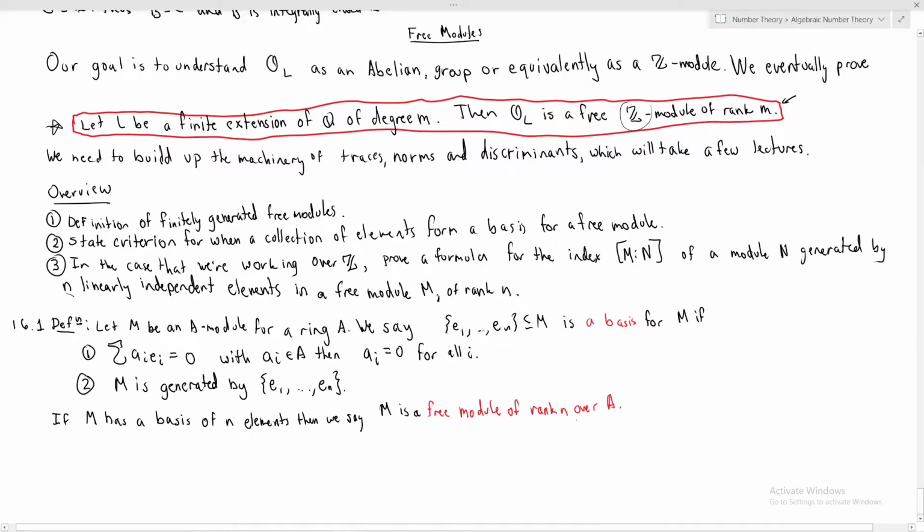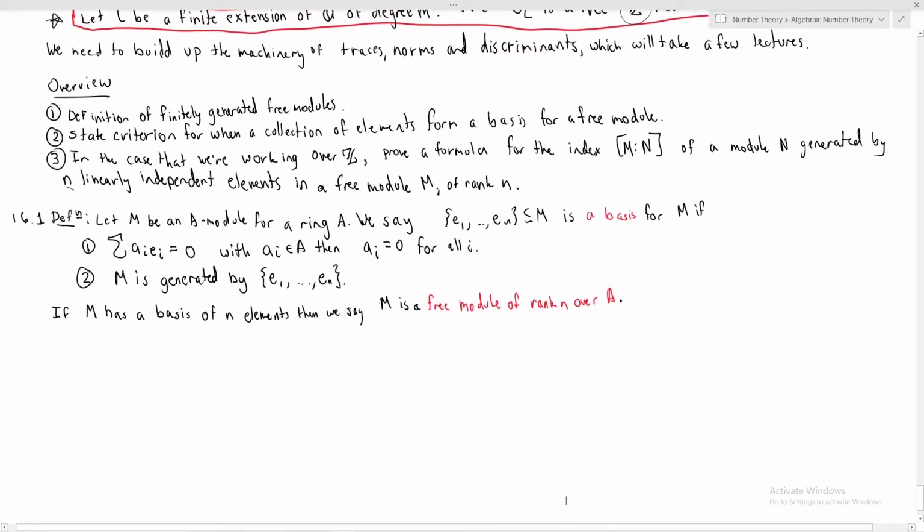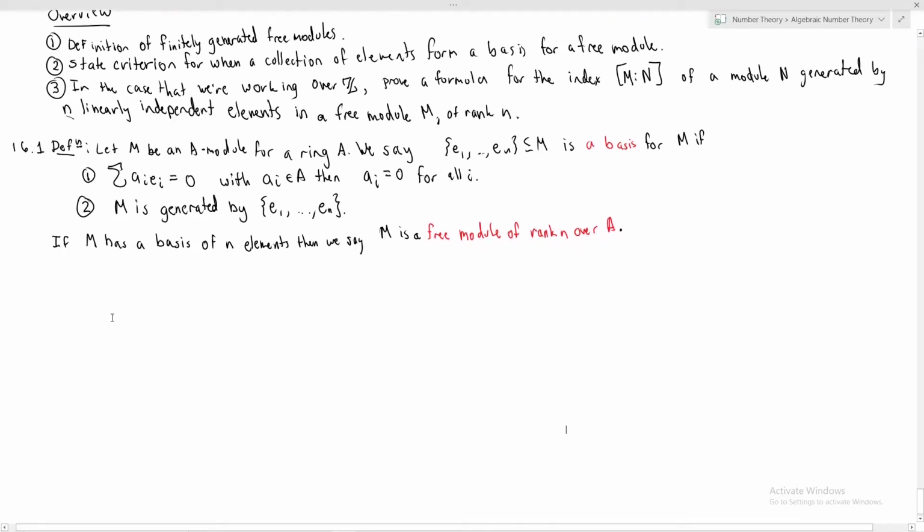Essentially, I guess the quintessential example of this is every vector space is always a free module over the field. So every vector space has a basis, and the dimension is the rank. So next, we're going to state a series of propositions which help us understand free modules a little bit better.